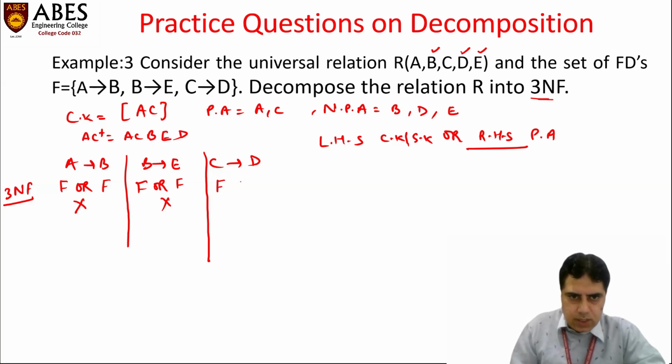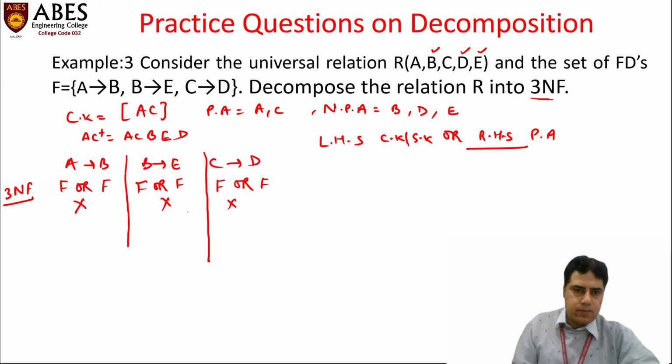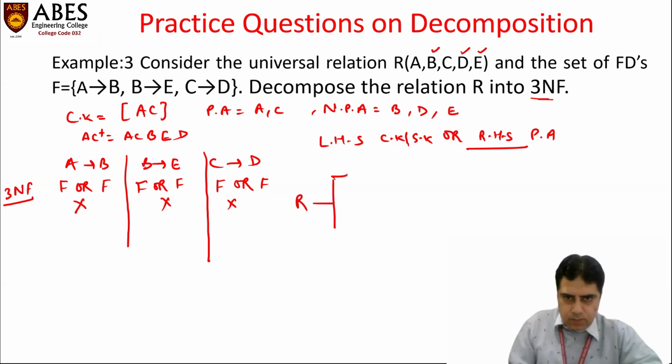C is not the candidate key. False. Or the right hand side D should be a prime attribute. False. So this is also not in 3NF. Now decompose the relation R into, first R1. First is AB.